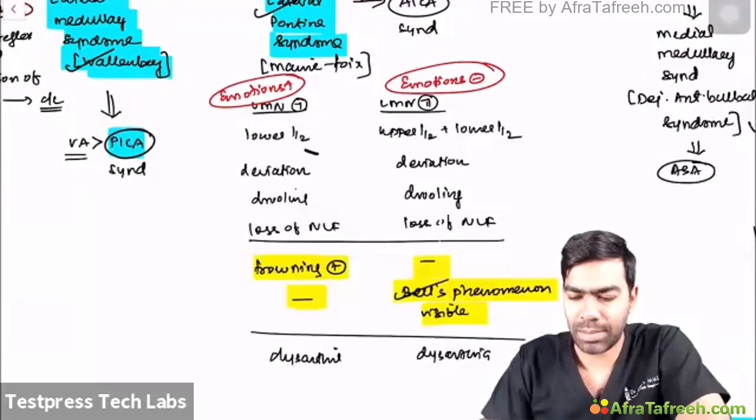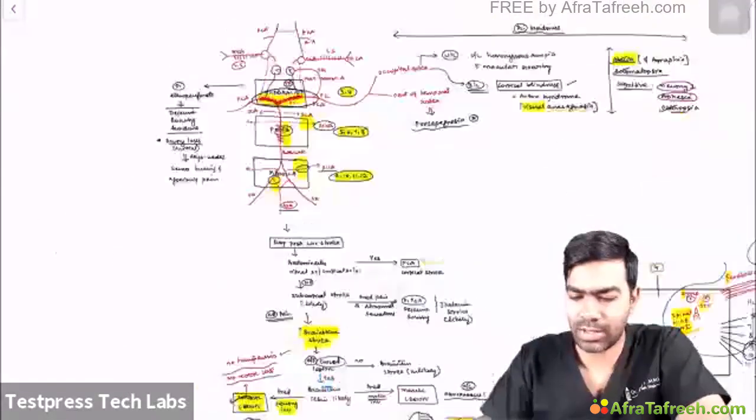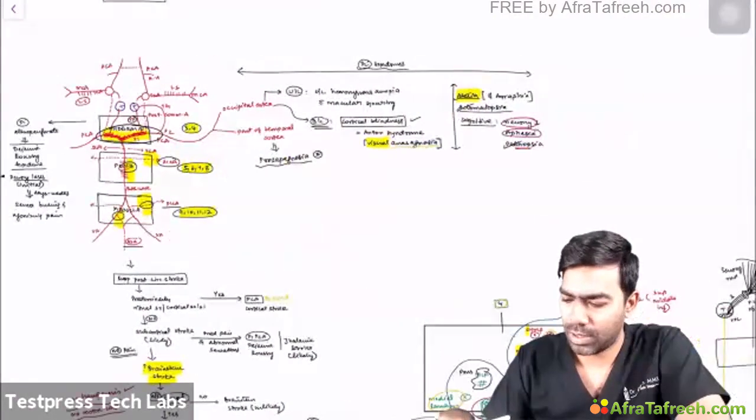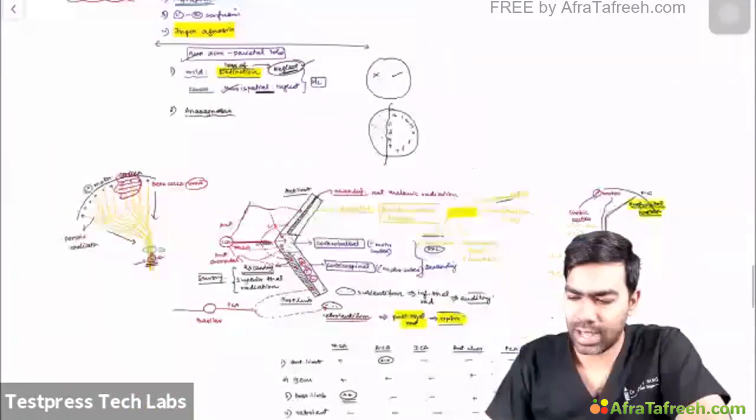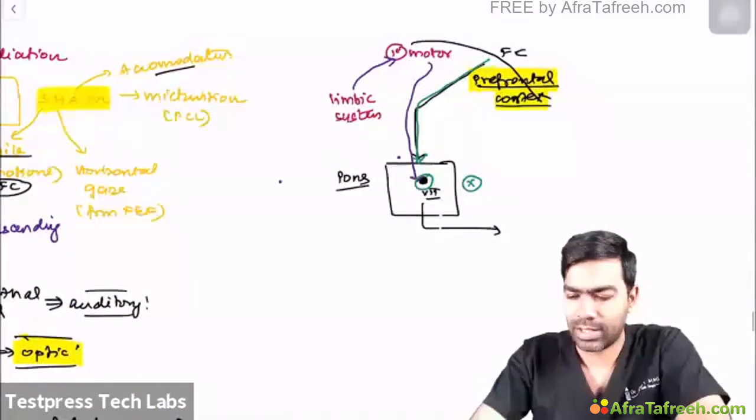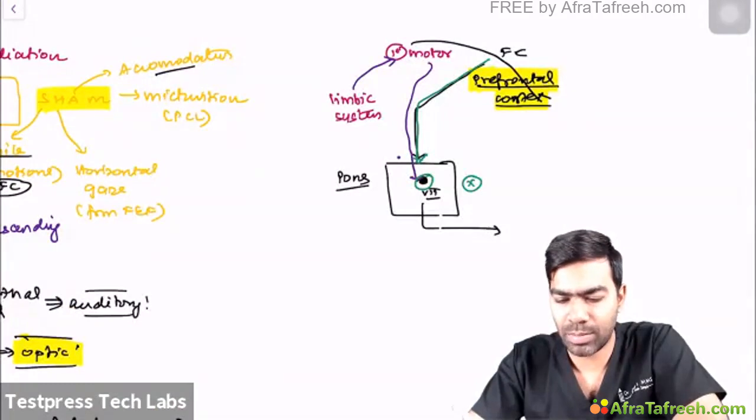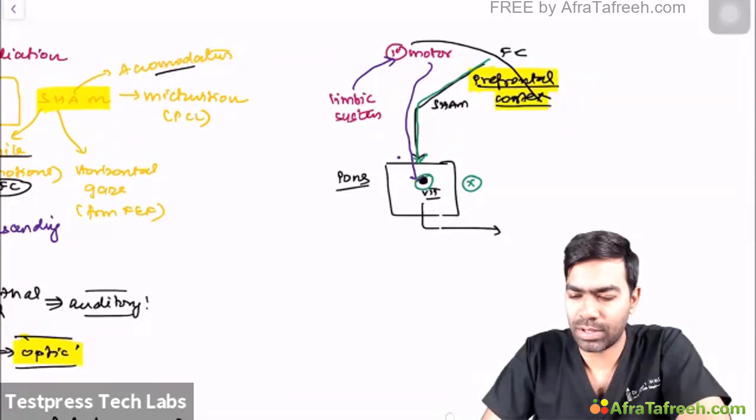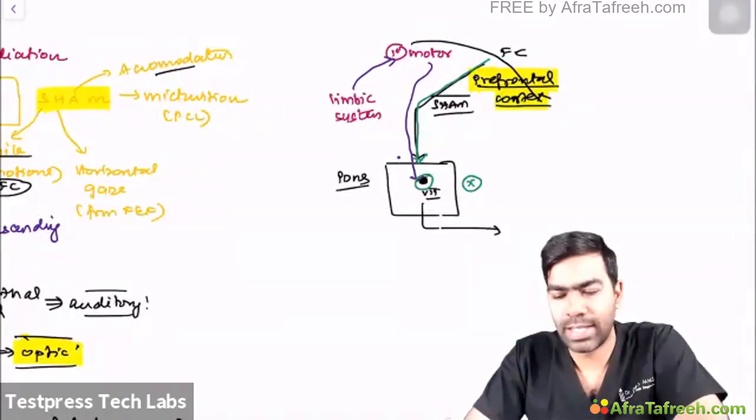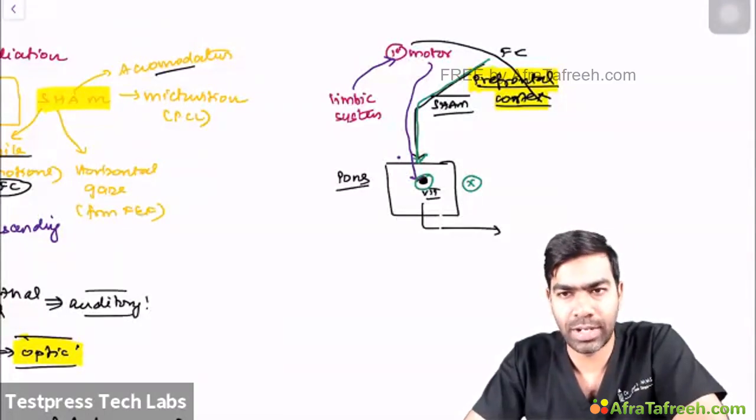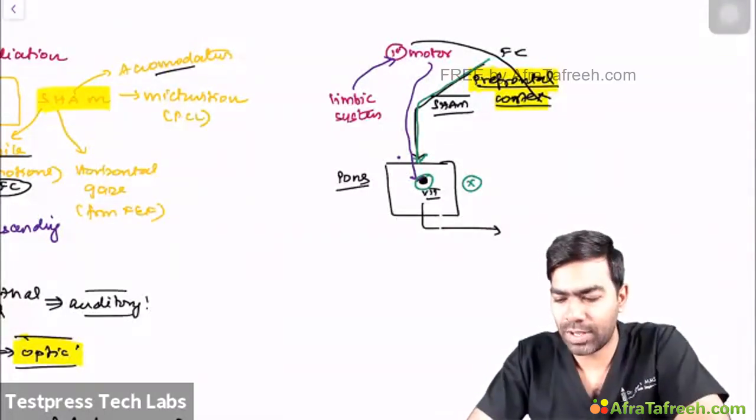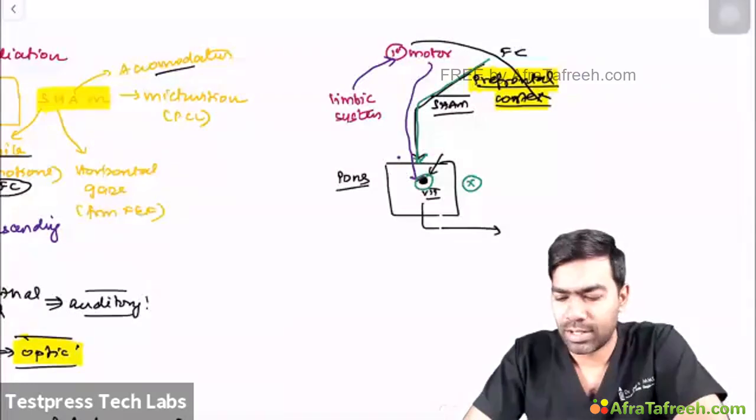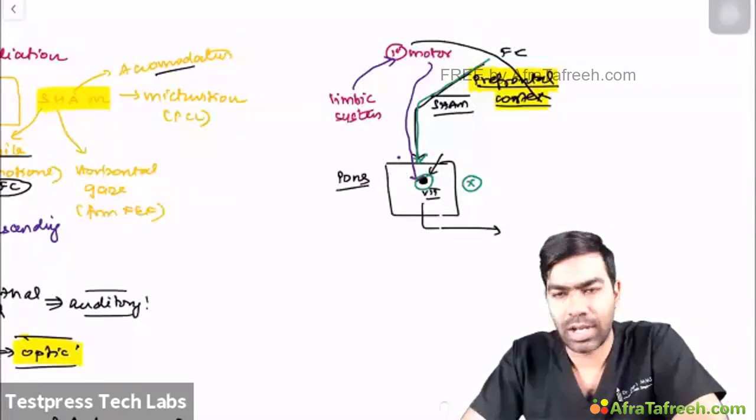Why can emotions be preserved in a UMN lesion? Once again, it's very simple. You go back to that initial diagram we saw. I think you'll be familiar with this diagram because we discussed it yesterday, where there are fibers coming from the frontal lobe. These are nothing but frontopontine fibers passing through the anterior limb of the internal capsule. We discussed yesterday that these fibers modulate the functions of the facial nerve at the pontine level.